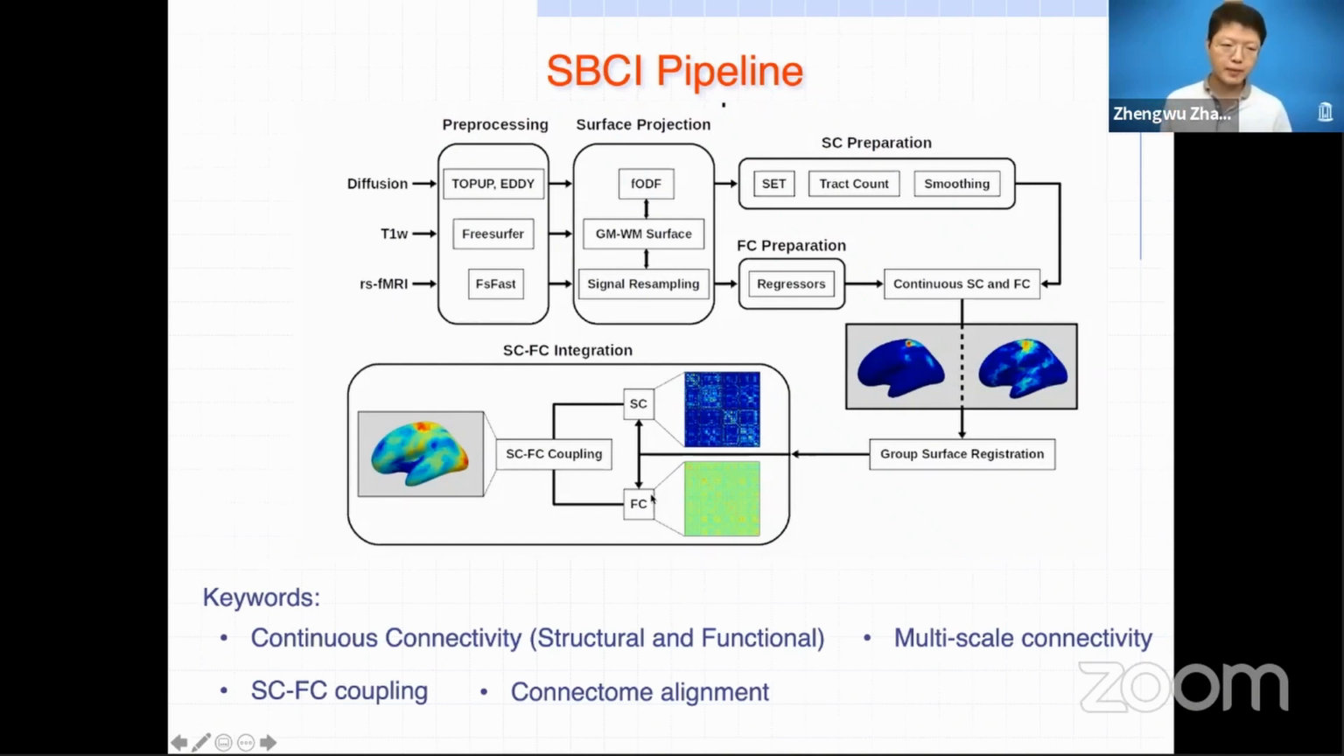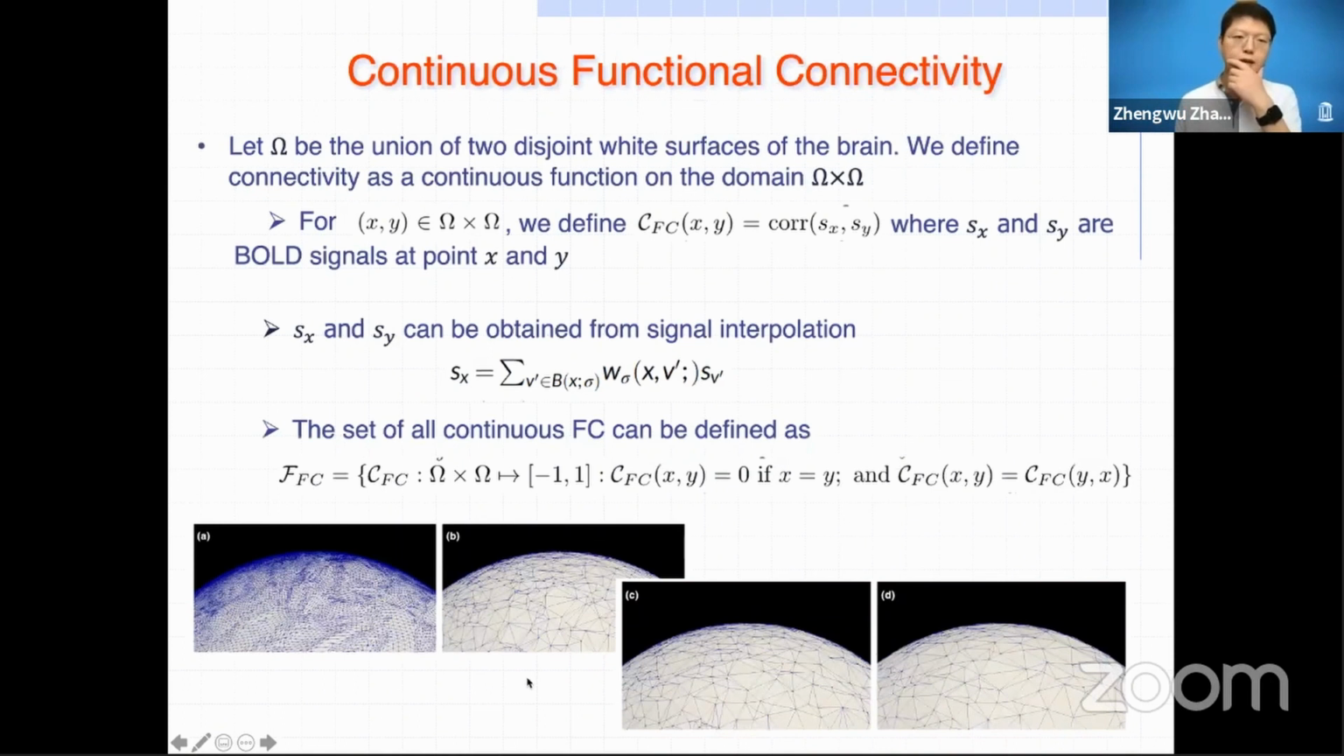Some keywords here: we promote continuous connectivity, which I think is fundamentally different from the current brain connectivity people are studying. Here we have functional data instead of discrete matrices. And we have coupling, and I will give you some examples. We also try to do some connectivity alignment, that is, alignment between subjects using the connectivity information. So this is the continuous functional connectivity idea.